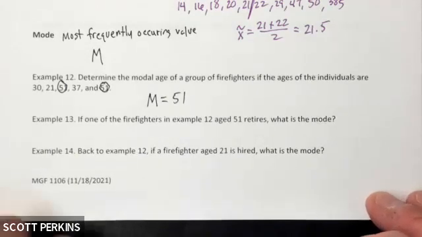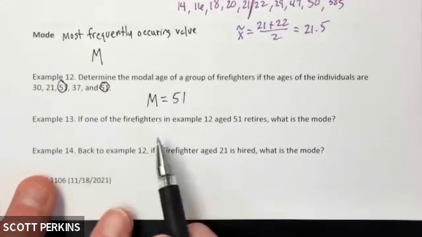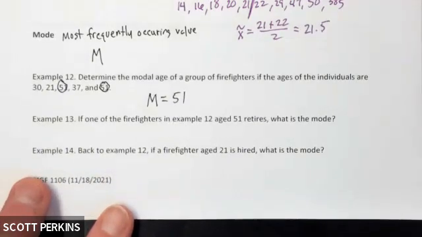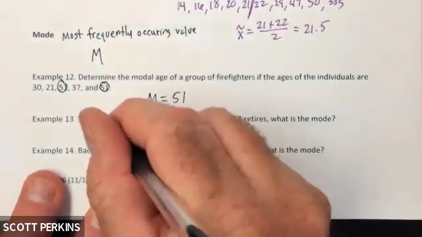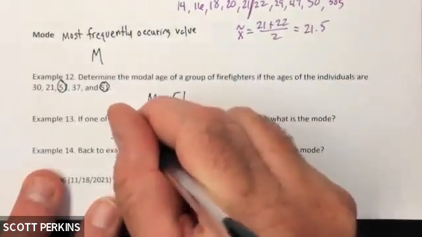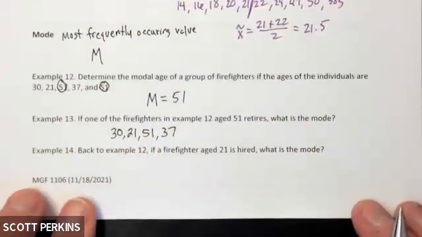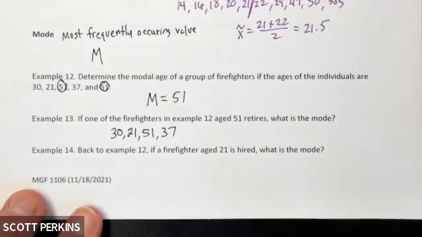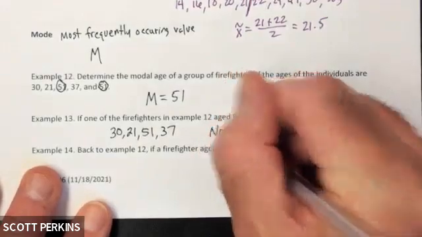Okay. Example 13, I'm going to say this. If one of the firefighters in the last example, age 51, retires, what's the mode? Okay, so I'm going to list out the set now. One of the 51-year-olds retires. So what's left is 31, 21, 51, and 37. In that set of data, is there a value that occurs most? No. Okay, they all just happen one time. So what we write here is that there is no mode.